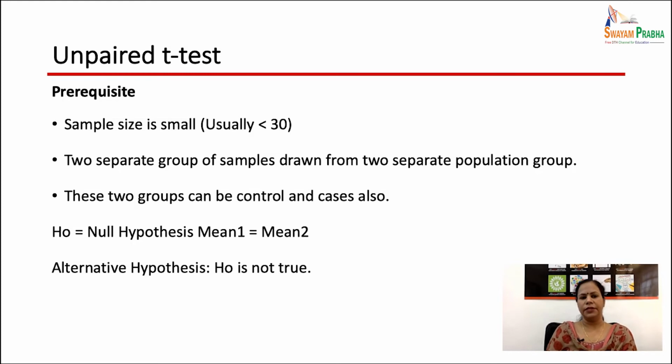Now let us see the unpaired t-test. Here again, the prerequisites whenever you go for the unpaired t-test: one is that the sample size is small, less than 30, and there are two separate groups of samples drawn from two separate population groups. So you have two separate samples, and these two groups can be control and cases also. Here we set our null hypothesis H0, where we say that mean 1 is equal to mean 2, whereas our alternative hypothesis is that H0 is not true. It means mean 1 will differ from mean 2.